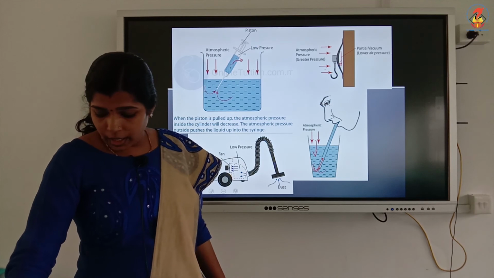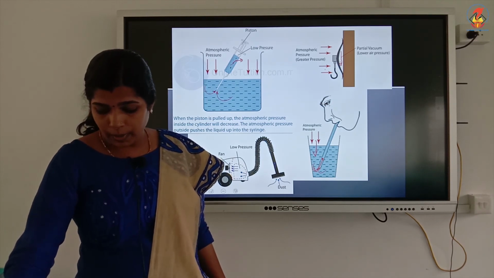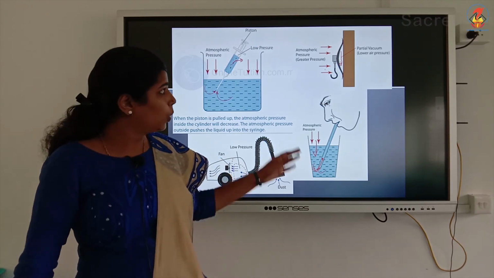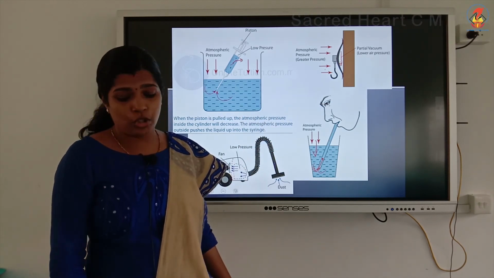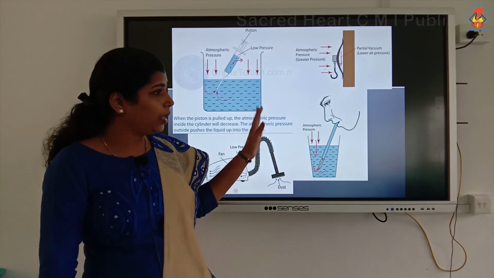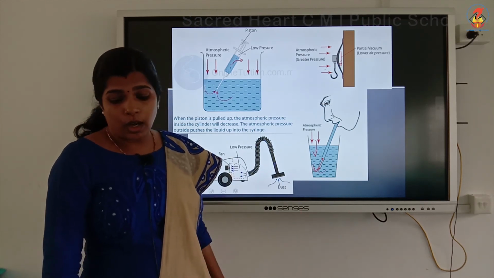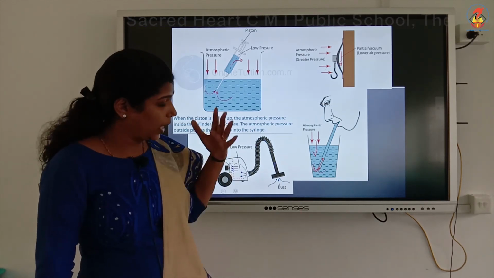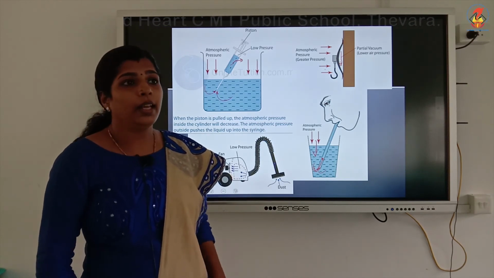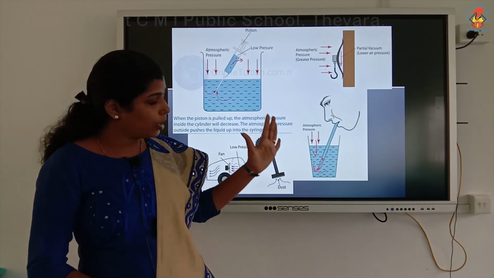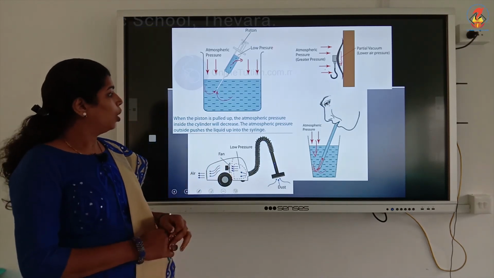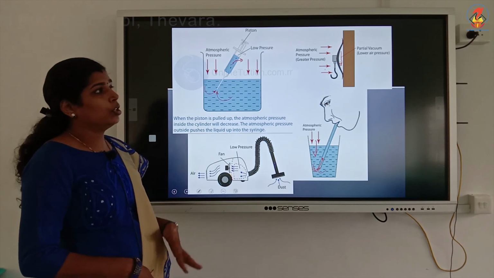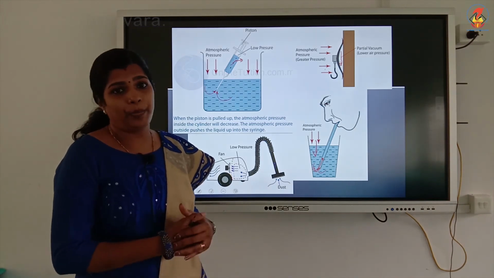When a rubber suction pad is pressed against a smooth plane surface, the air between the suction pad and the wall is removed, and the pressure inside it will be less. The outer atmospheric pressure is greater, and that pad will be firmly attached to the surface of the wall. So, all these are applications of atmospheric pressure.